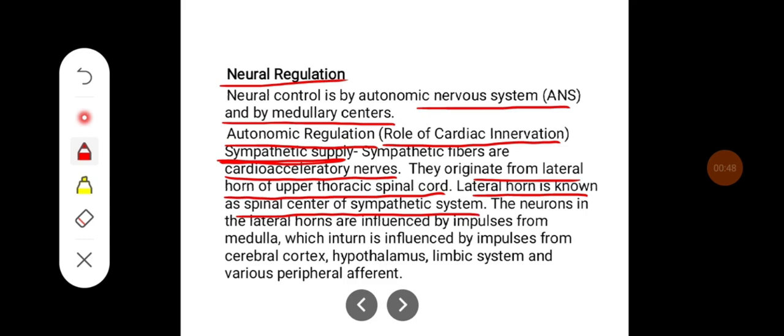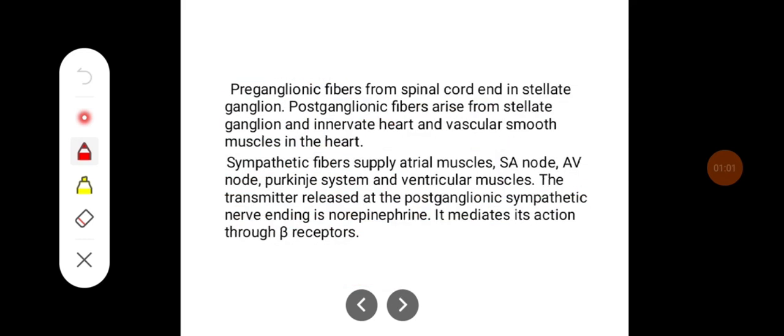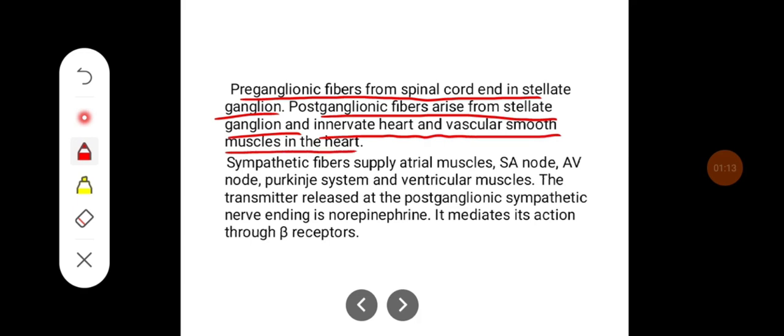The neurons in the lateral horns are influenced by impulses from medulla, which in turn is influenced by impulses from cerebral cortex, hypothalamus, limbic system, and various peripheral afferents. The preganglionic fibers from spinal cord end in stellate ganglion. Postganglionic fibers arise from stellate ganglion and innervate heart and vascular smooth muscles in the heart.